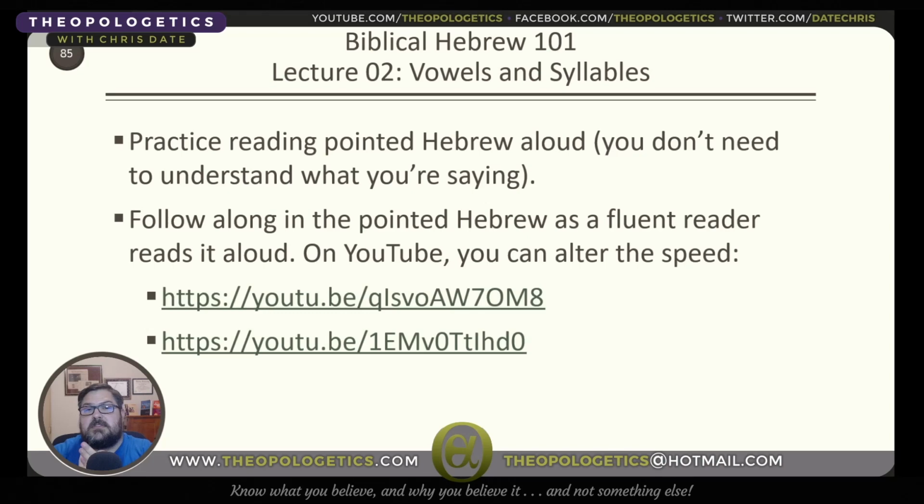Number 3, practice your transliteration. Now that you know vowels and not just consonants, transliterate your pointed Hebrew into transliterated English, and then reverse transliterate that back into Hebrew. And then finally, start practicing reading pointed Hebrew aloud, so that you start to develop the ability to sight read that and don't have to work on that as much later on.